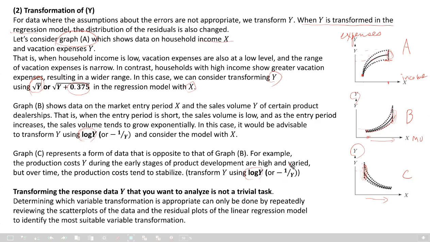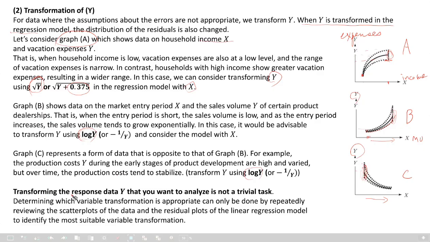So for other cases, I don't have any material for that, but I told you it is very difficult, complicated, graduate level statistics. You will study this kind of thing if you want to study more deeply.